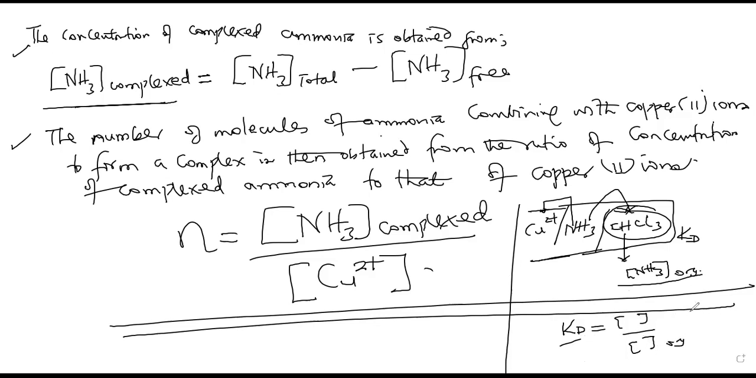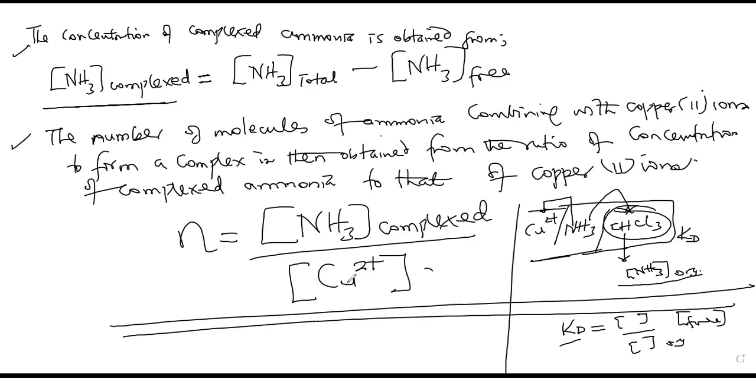Then after getting the concentration of free ammonia, you also pipette a known volume of the aqueous layer. After being titrated with standard hydrochloric acid using methyl orange indicator, you are going to get the total ammonia in the aqueous layer. That will consist of both complex and uncomplexed ammonia. But we are interested in the complex ammonia, the ammonia that goes to form a complex.